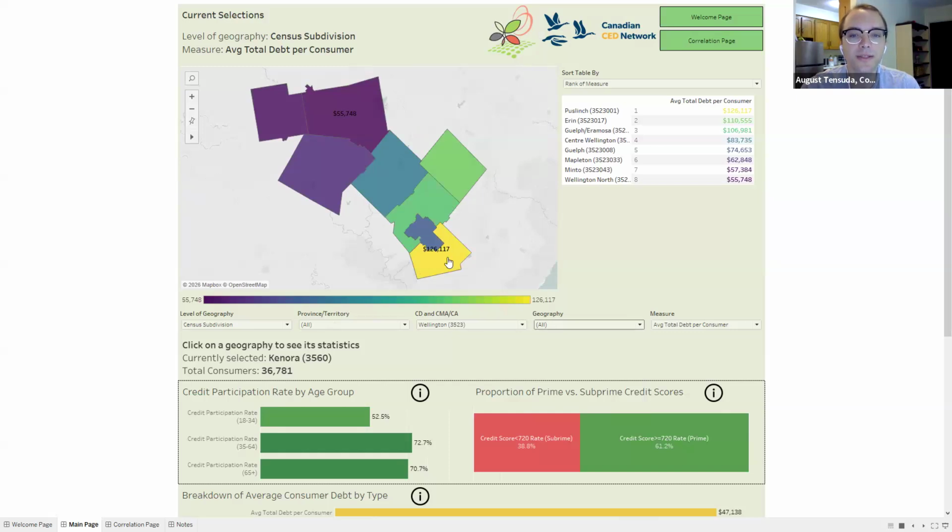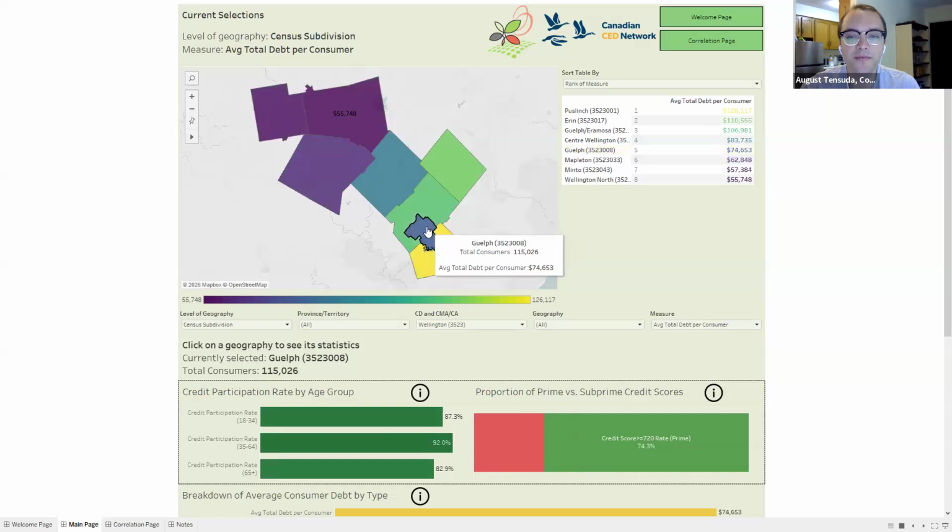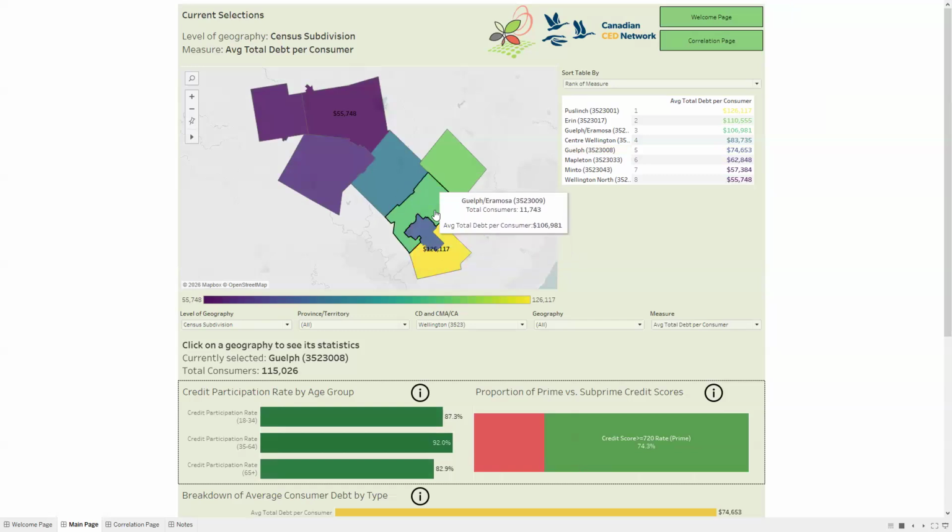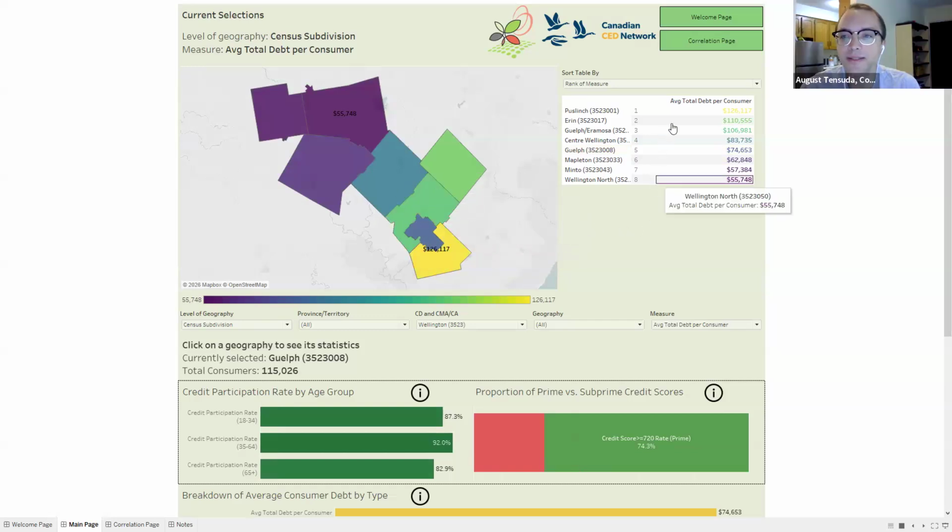And it's nice, you can see the colors. You can see that the southern part where we get more rural has more total debt per consumer, and then up in North Wellington is less total debt per consumer. I don't know why it's north-south like this. There's probably no reason really. And then Guelph proper is just here in the middle, and they have 74,000 average total debt per consumer, which is around the middle for Wellington Census Division, it appears. And you can see the ranking here on the side as well to get that a bit easier.